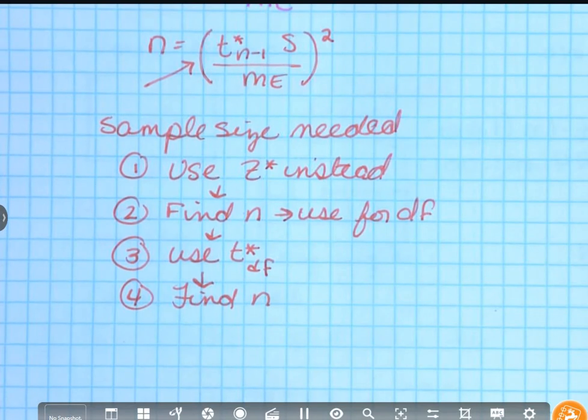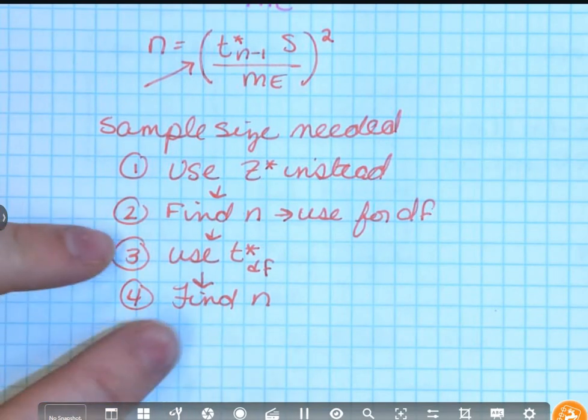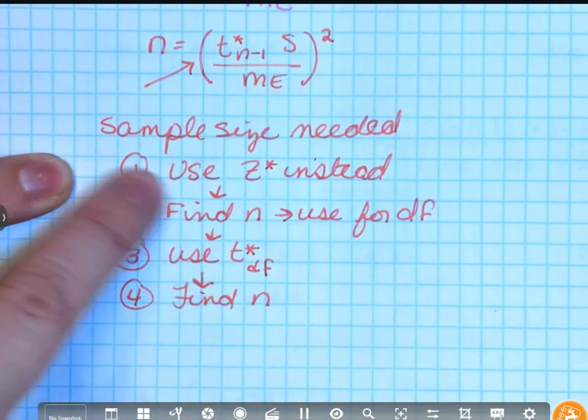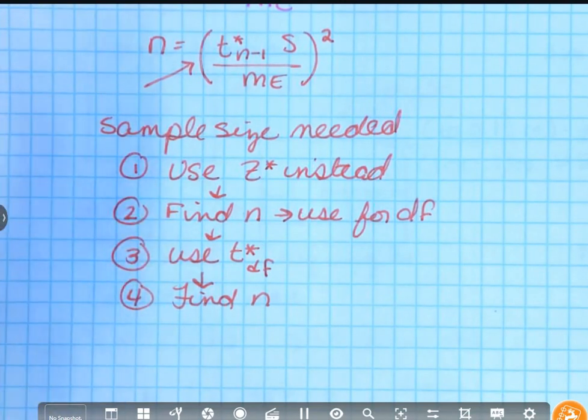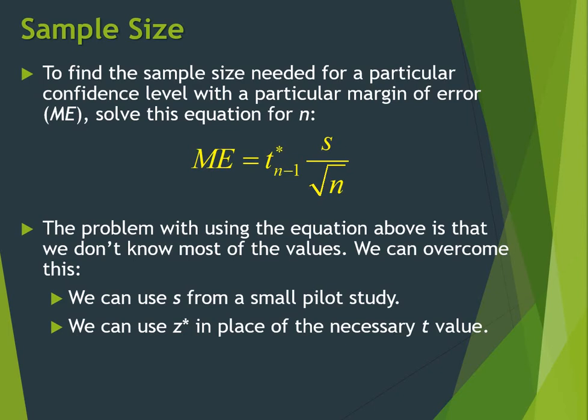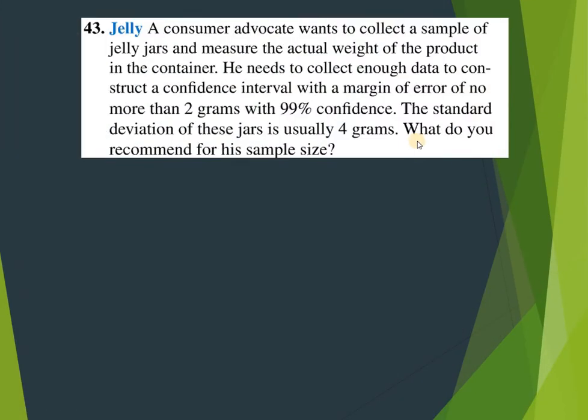We need the sample size. I can't find the sample size unless I know what my critical value is. So we approximate it with Z star. That gets me a starting point for degrees of freedom. And then I can use those degrees of freedom to find n. Now technically, you could keep spiraling through this to get it more and more accurate. I'm not going to make you do that. You're going to go through it once, and that's good enough. Okay? Ready to try this? I don't think this is nearly as bad as using proportions.